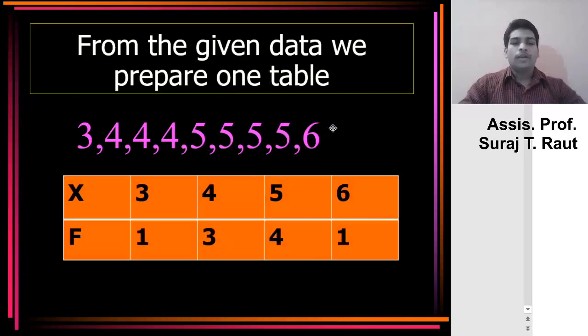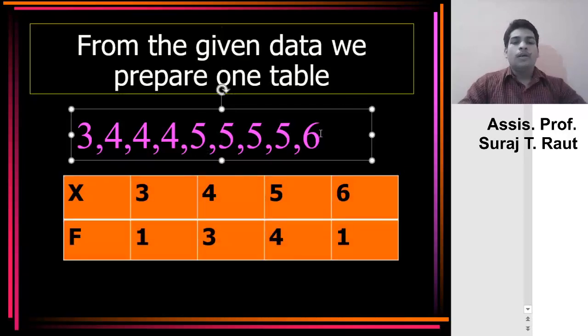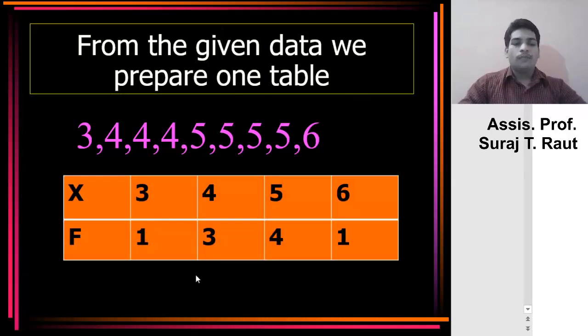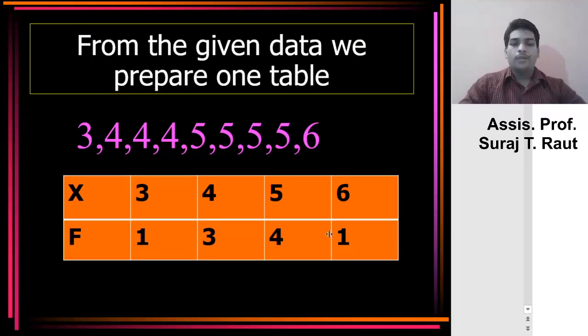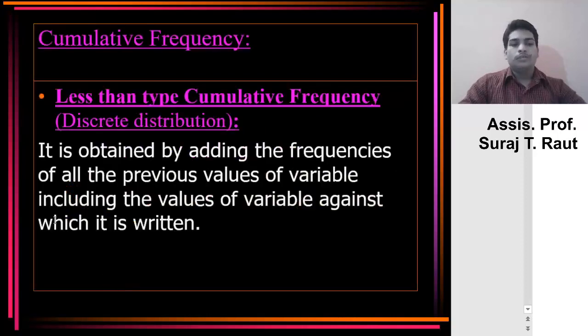Okay. Here we have written raw data into discrete form. And if we have to solve this problem, we know that the value of median by the above raw data is 5. And if we calculate the value of median by discrete data, then also we will get the value of median, which is 5.